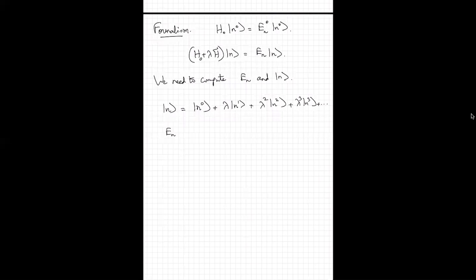Similarly, I'll also assume that I can write the exact energies E_n as the unperturbed energies E_n0 plus a small correction plus a lambda squared correction, and so on and so forth. Remember that you should not read this as E_n squared. This simply means that this is a second order correction to the energy. So E_n1 is the first order correction, and |n1⟩ is also the first order correction to the eigenket. It is the first order correction to the nth eigenket.